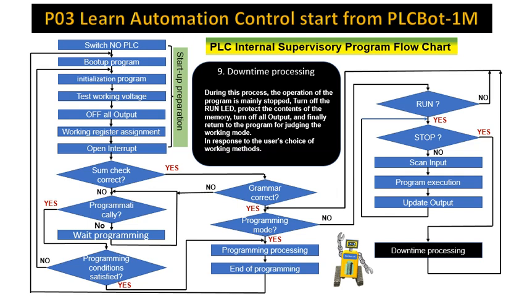Downtime processing. During this process, the operation of the program is mainly stopped. Turn off the run LED, protect the contents of the memory, turn off all output, and finally return to the program for judging the working mode, in response to the user's choice of working methods.